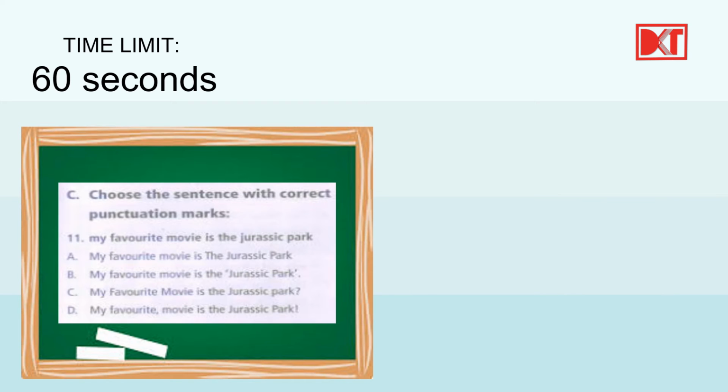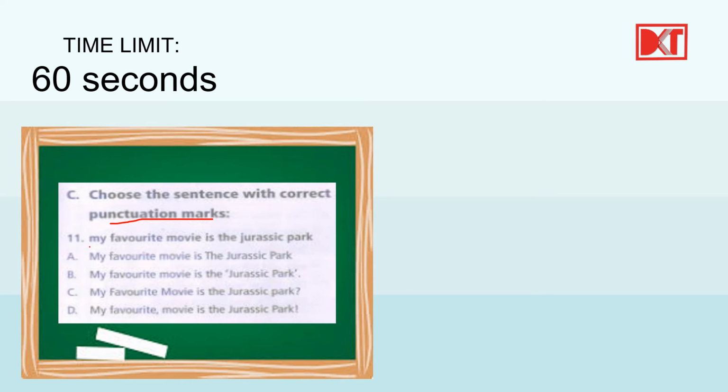Okay, so now we start with the questions. The first category of the questions says, choose the sentence with the correct punctuation marks. So how we're going to solve these questions is, we see the unpunctuated sentence here, we will punctuate it on our own, and then we will choose the one which matches our punctuation. Let's see here.